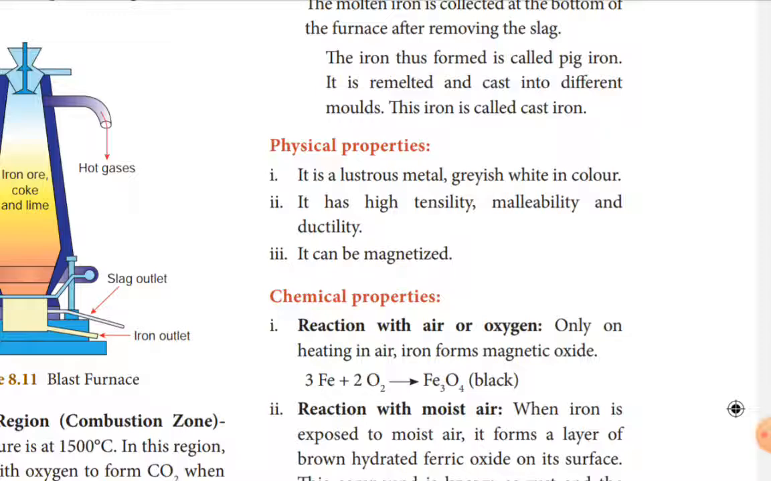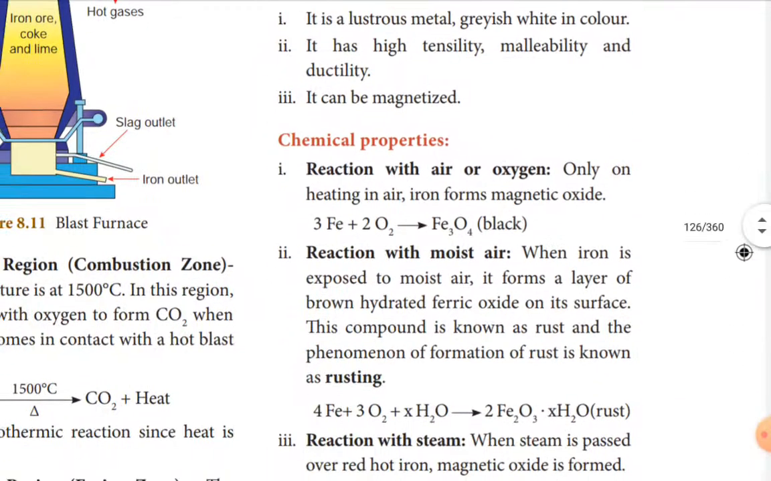Then physical properties, it is a lustrous metal, grayish white in color, and high tensile, malleable and ductile. It can be converted into thin wire, and it can be hammered into very fine thin sheet. So it will not easily break. Then it can be magnetized using some methods.